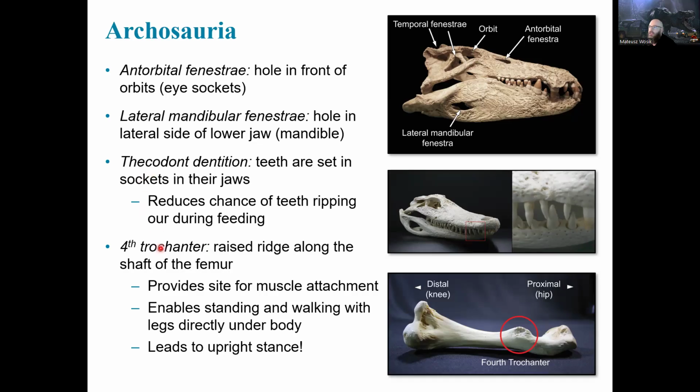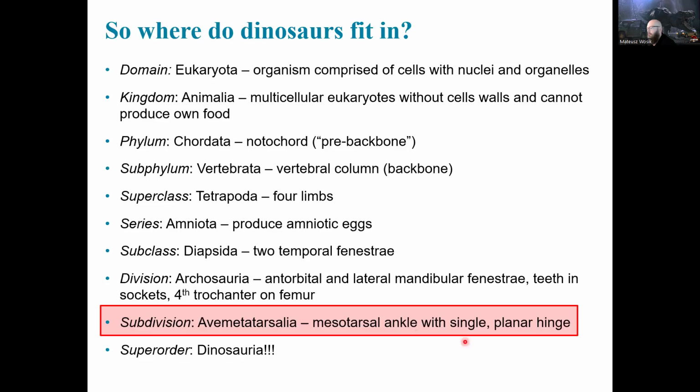And then lastly, the other major characteristic is that they have what's called a fourth trochanter on their femur, which is your thigh bone. I've got it highlighted here in a yellow circle. So there's this raised ridge. And ultimately what this does, again, is provide lots of attachment sites for your muscles so they can move around, and starts to lead into more of an upright stance. More on that in a minute.